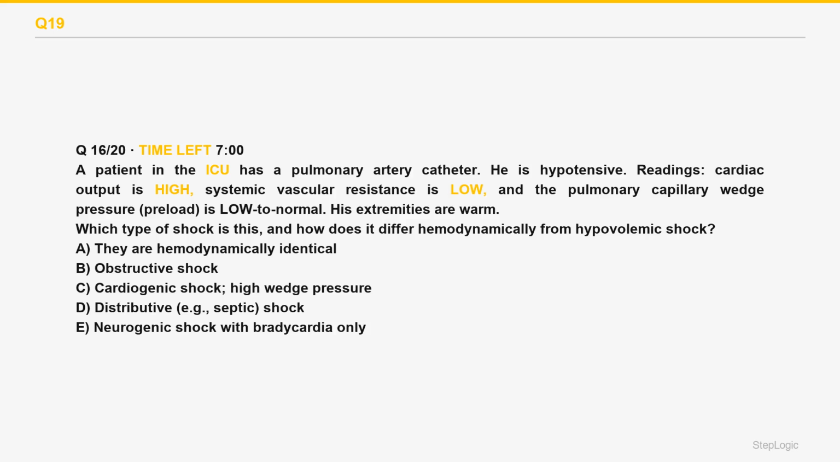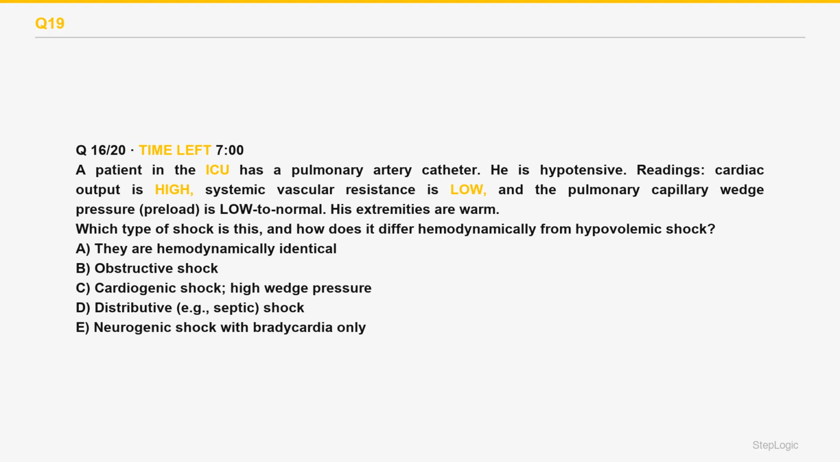Which type of shock is this, and how does it differ hemodynamically from hypovolemic shock? A patient in the ICU has a pulmonary artery catheter. He is hypotensive. Readings: cardiac output is high, systemic vascular resistance is low, and the pulmonary capillary wedge pressure, preload, is low to normal. His extremities are warm.